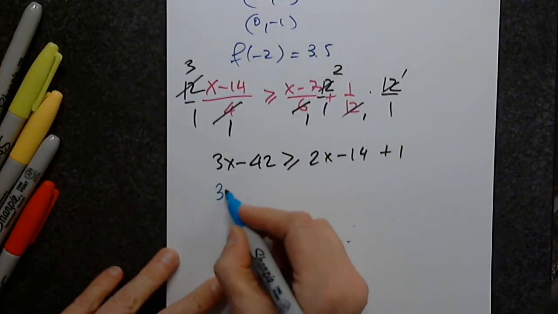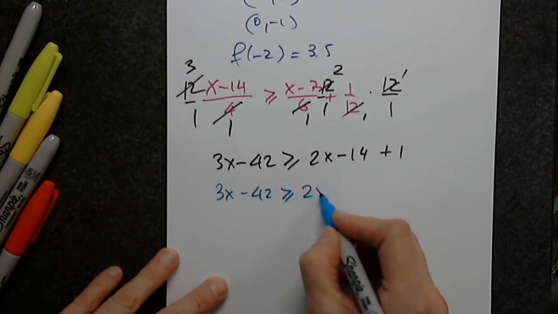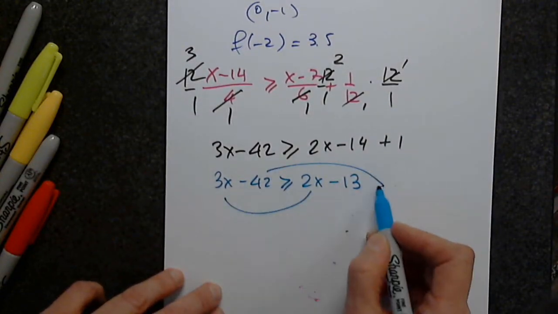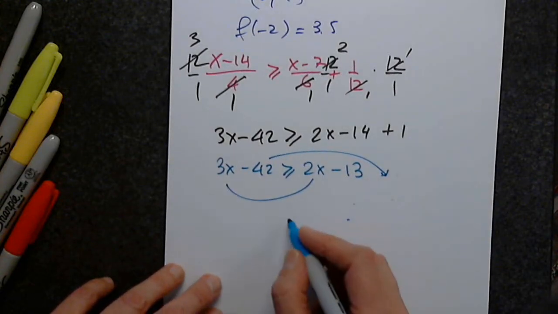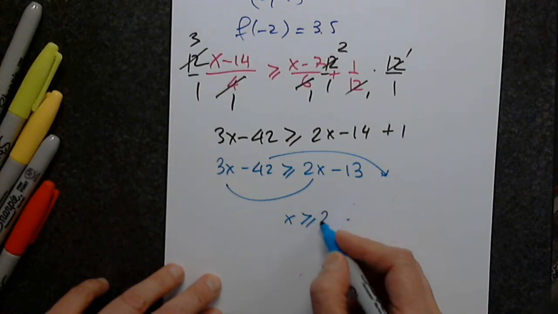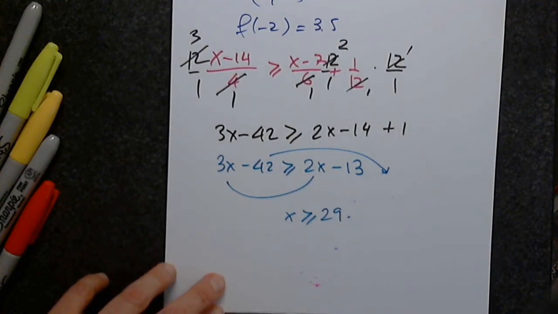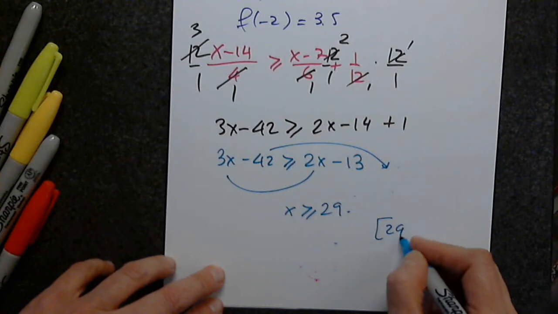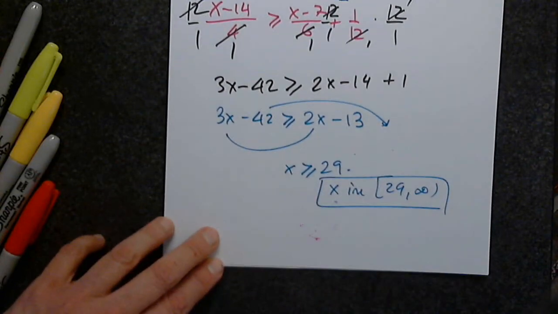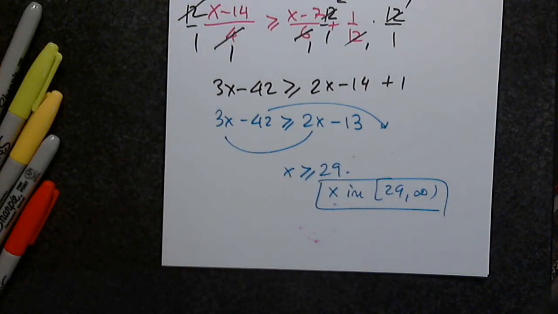Combine like terms first. 3x minus 42 greater than or equal to 2x minus 13. That's the first step. And then move 2x and move 42. So x greater than or equal to 42 minus 13, 29. In interval notation, 29 comma infinity. X in the interval. Yes, that's all you need to do. Very good. Anything else?